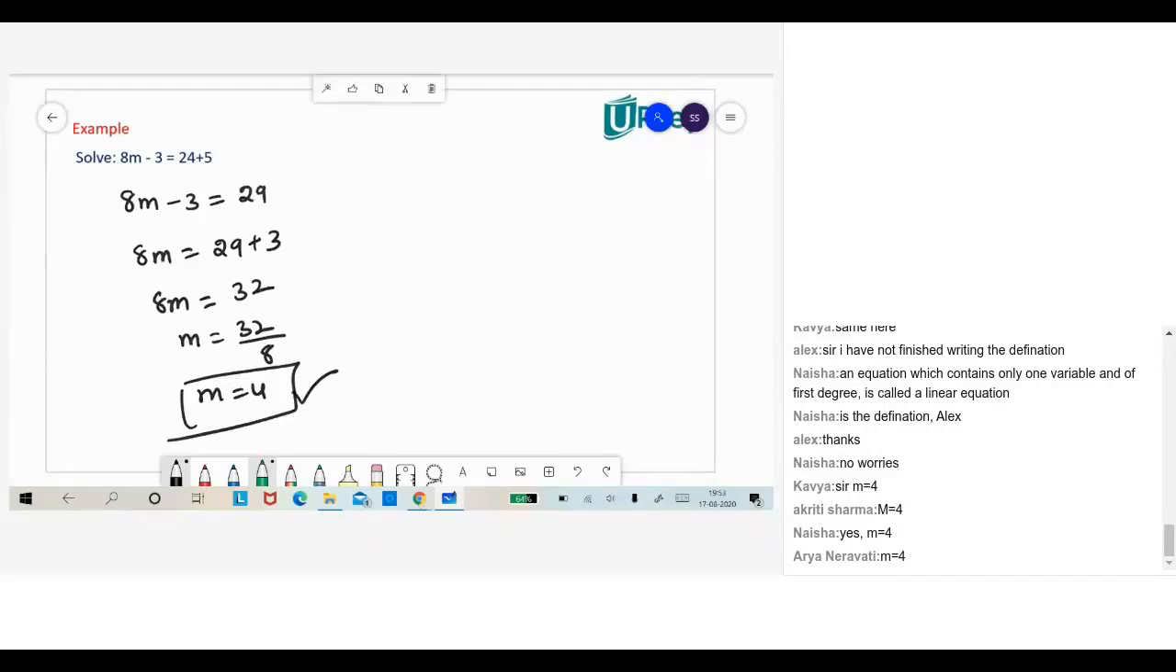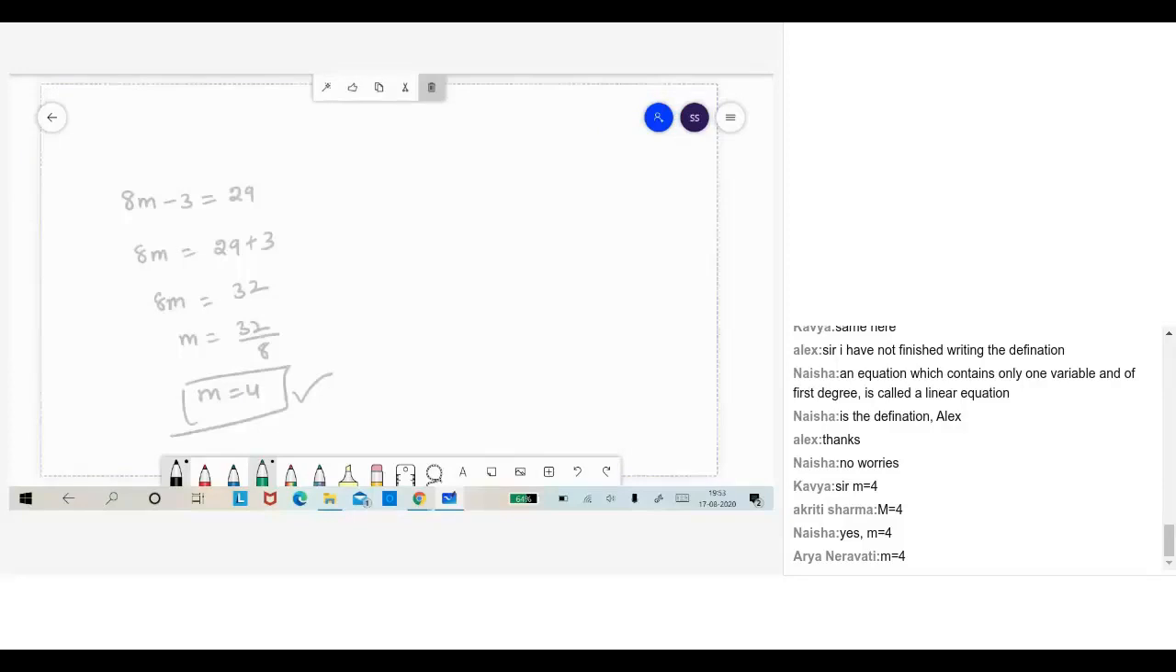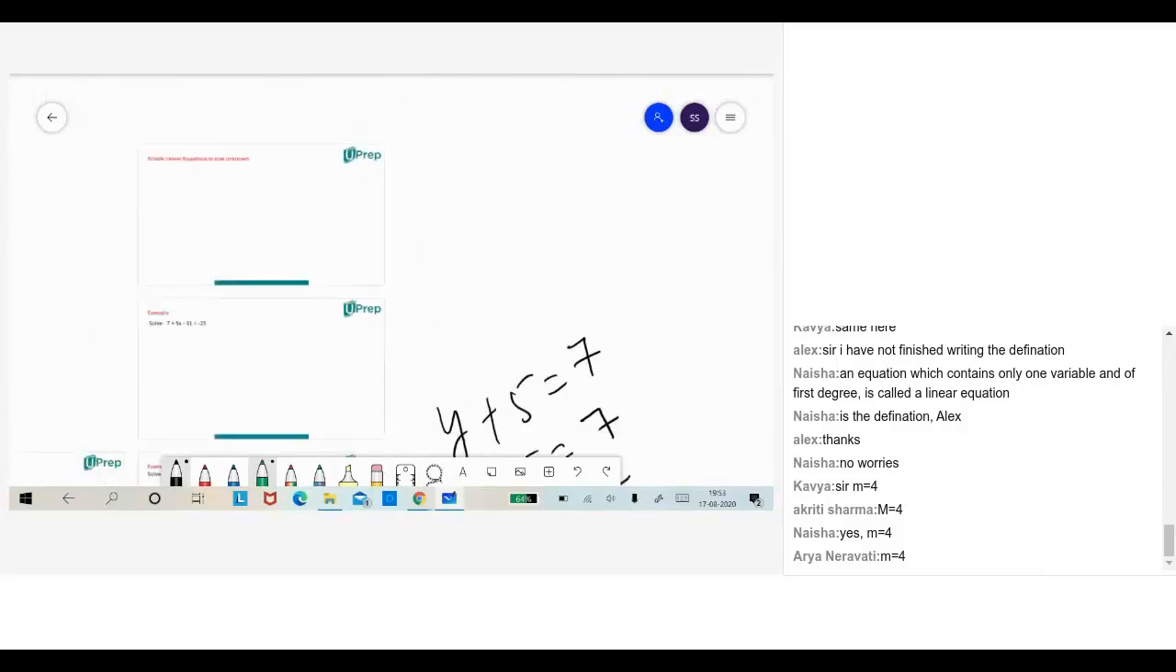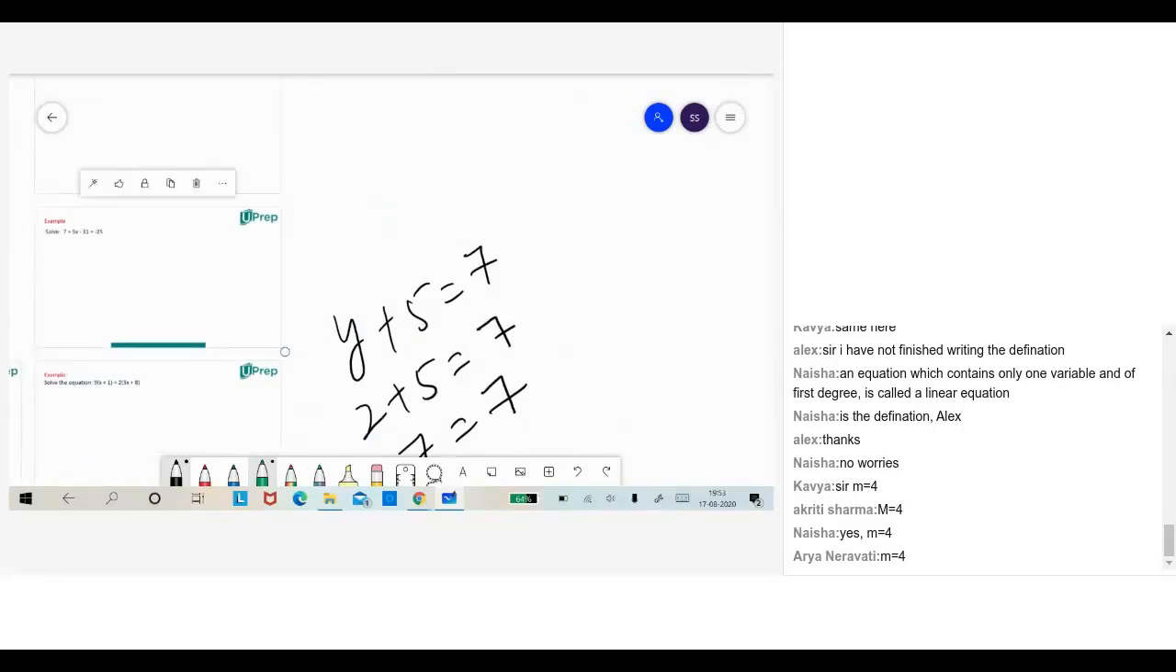I'll give you another example. Let's take another example. Solve this.